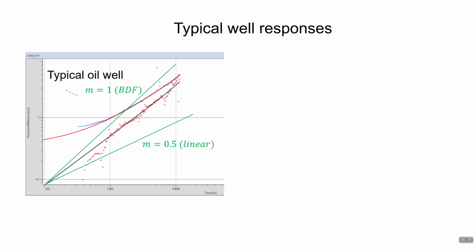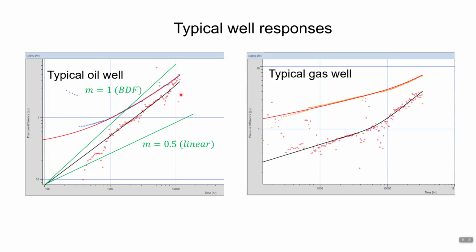It's steeper than 0.5. We know that the boundary dominated flow has a slope of 1. That would be here. This is the pressure derivative in the log-log plot. So you see that what we get is a response that is in between. It's not the response of an equally spaced fracture system, and it is not the response of boundary dominated flow. So it's something in between.